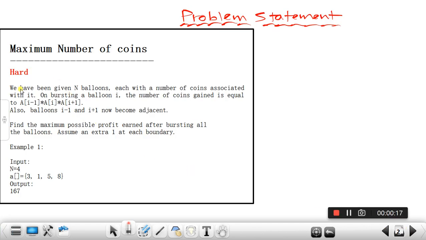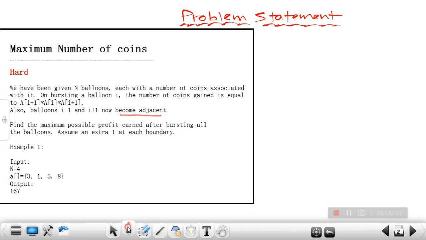Here is the problem statement, and it says that we have been given n balloons, each with a number of coins associated with it. On bursting a balloon i, the number of coins gained is equal to this much. Also, balloons i minus 1 and i plus 1 now become adjacent.